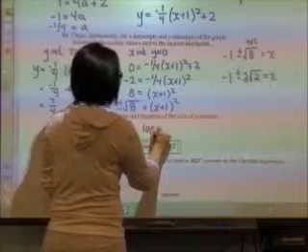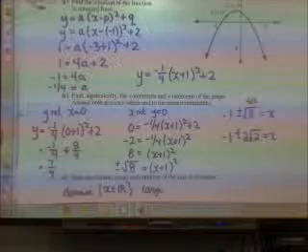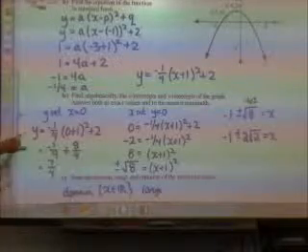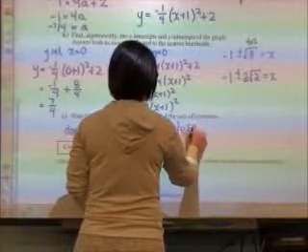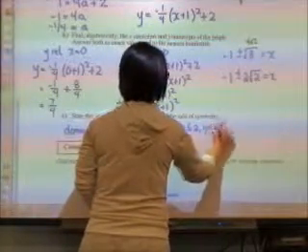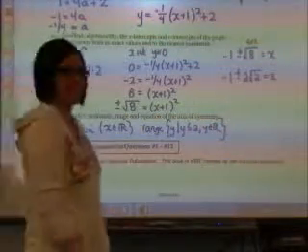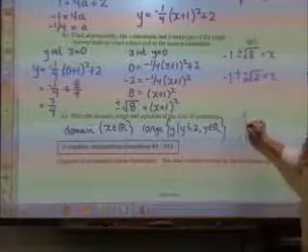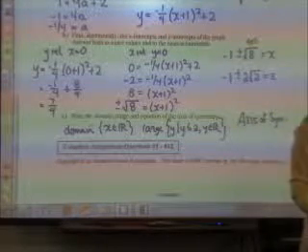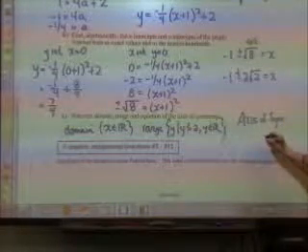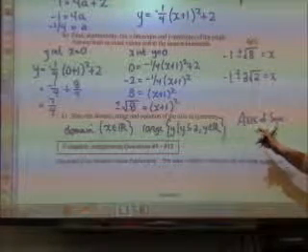What's my range? So look back at the graph. What are my y values? Can it equal 2? Okay. So anything less than or equal to 2. And what is my axis of symmetry? It has to be an equation. So what's the equation of the axis of symmetry? X equals.